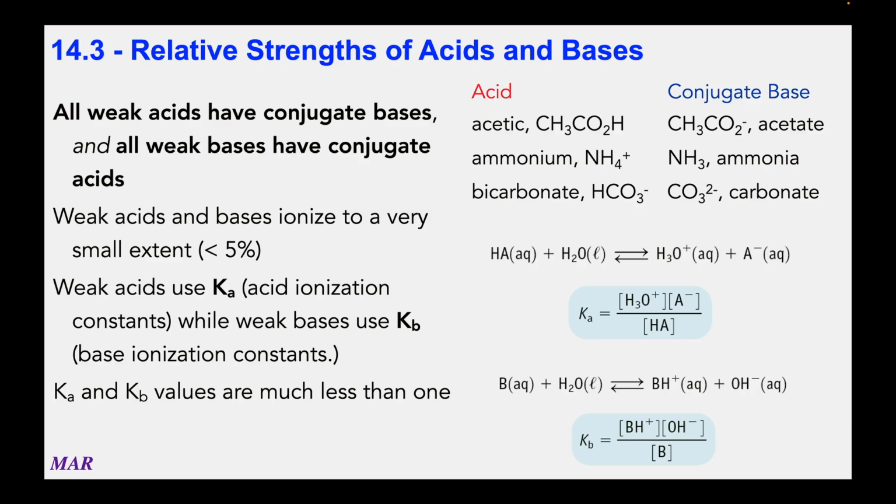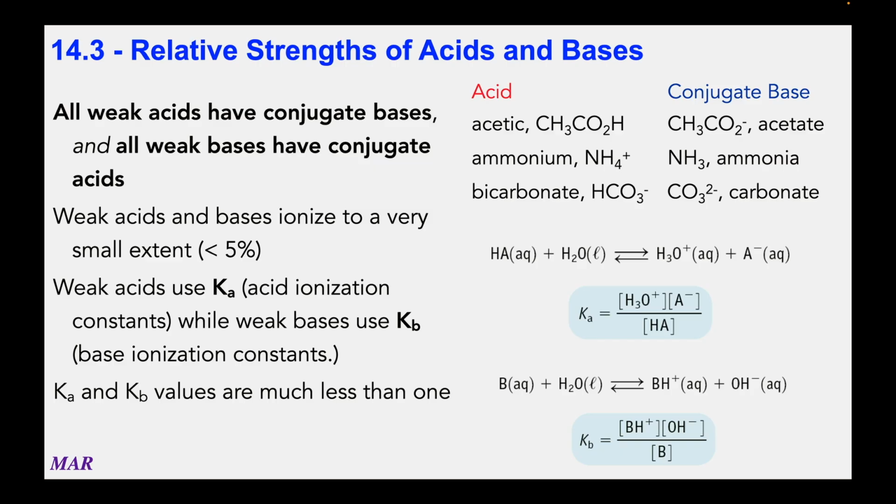So here's some examples. Acetic acid with acetate, those would be conjugates. Acetic acid is the acid, and acetate is the conjugate base. Likewise, ammonium is a weak acid, and ammonia is a weak base. And bicarbonate is a weak acid, and carbonate is the conjugate weak base. So these are just examples of acids and bases that are weak and how they interact with each other.